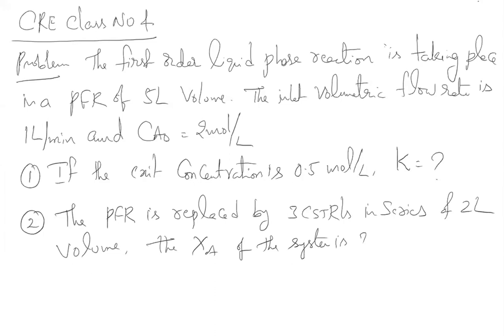So try to solve this problem. A first order liquid phase reaction is taking place in a PFR of 5 liters volume. The inlet volumetric flow rate is 1 liter per minute and CA0 is 2 mol per liter. If the exit concentration is 0.5 mol per liter, then what is the K value? If the PFR is replaced by 3 CSTRs in series of 2 liters volume, then what is the conversion of the system?